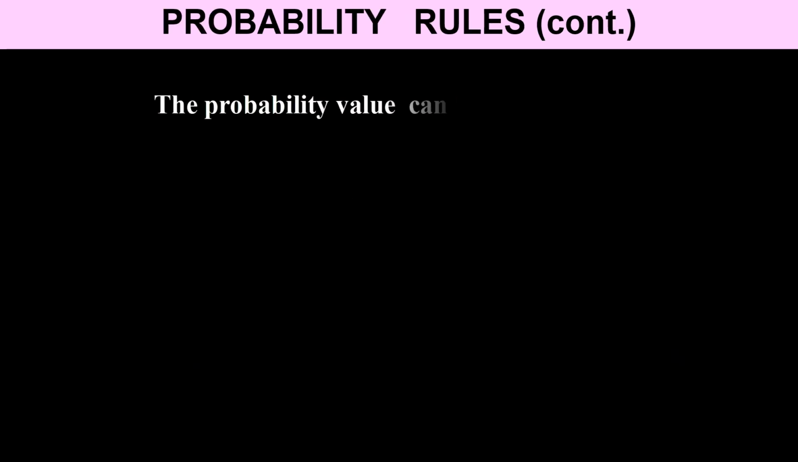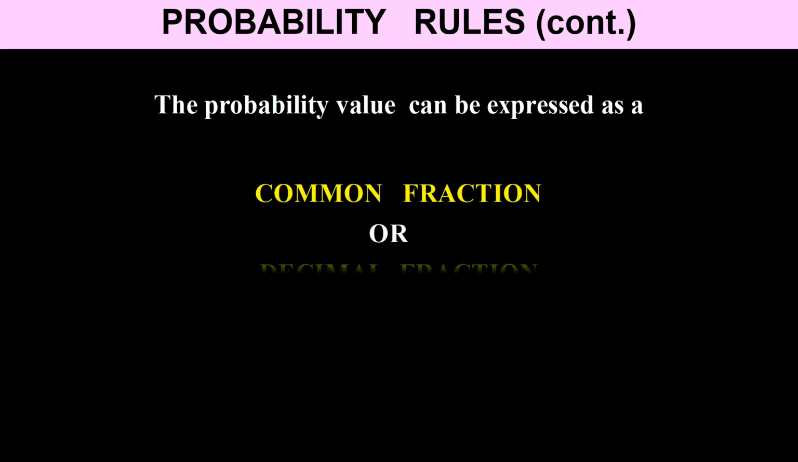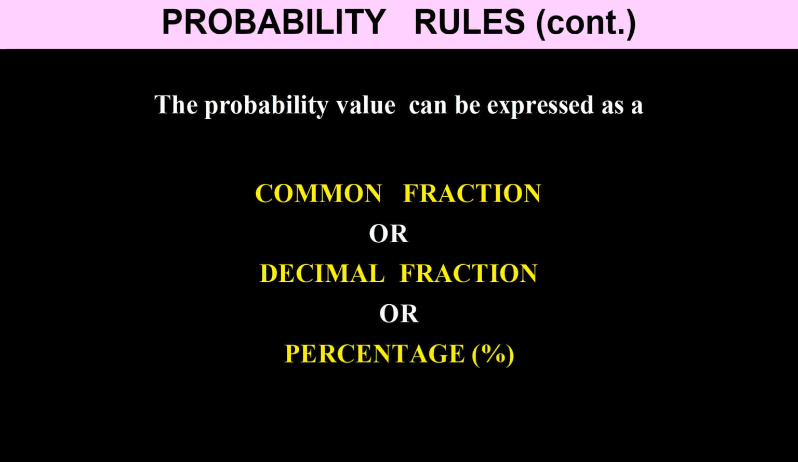Let's continue here. Probability value can be expressed in 3 ways. We can express it as a common fraction, or a decimal fraction, or a percentage. Please note, a probability should not and cannot be represented as a ratio, right? Only as a common fraction, only as a decimal, or as a percentage.